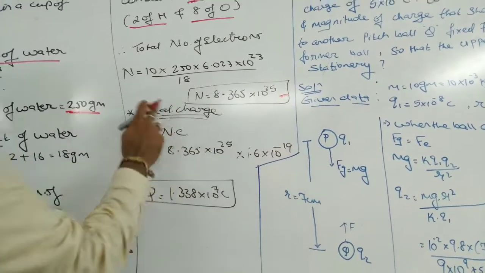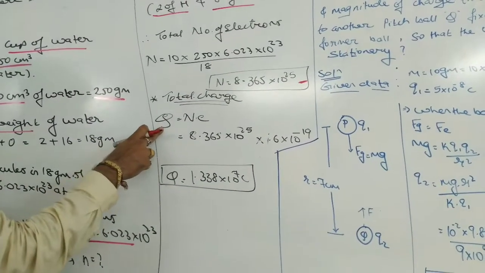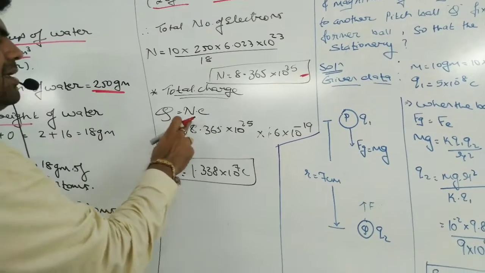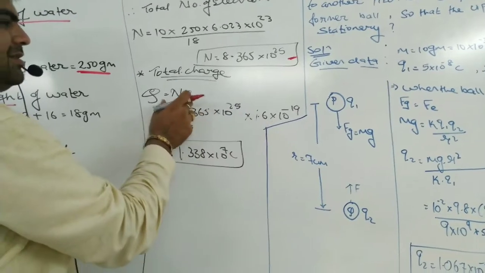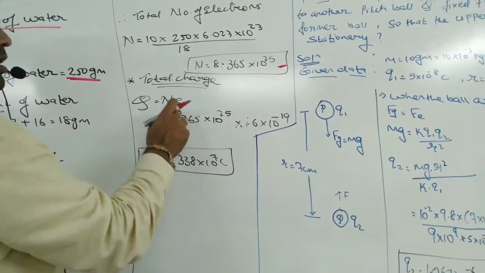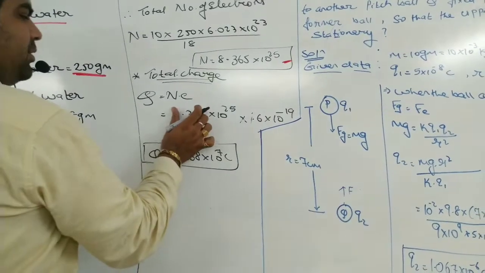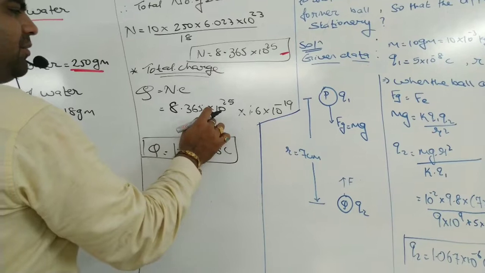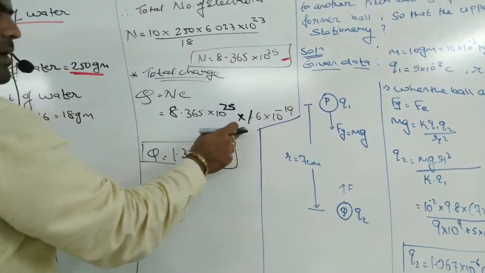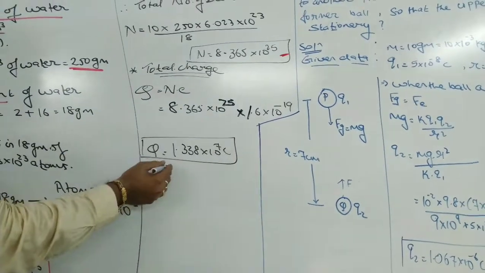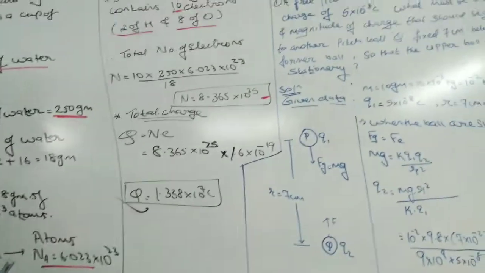Fine. So total charge. In the quantization topic, we've seen that Q is equal to N E, number into E. It's simple. Number of charges into E. The number of charges available is 8.365 into 10 raised to 25 into 1.6 into 10 raised to power minus 19. So we get the charge. This calculation you have to perform by yourself, students.